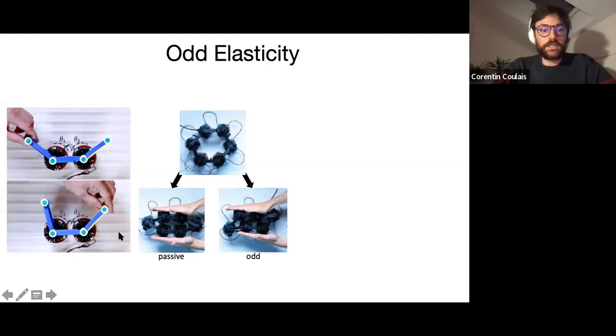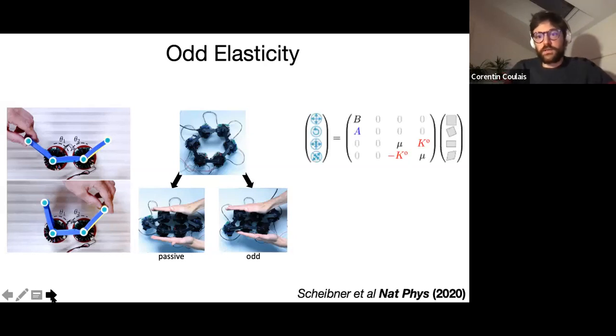This is a signature of odd elasticity. So this is one of the first experiments we did. I like always to have this. But if you look at what Colin and Vincenzo had done, they formulated a theory of this. And in comparison, we had the question of Victoria before, like which symmetry do you break?